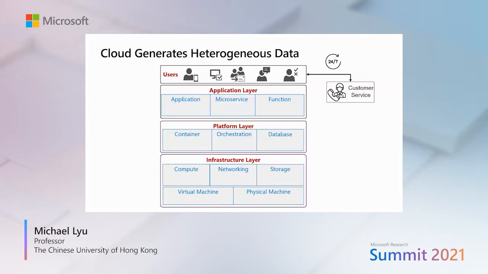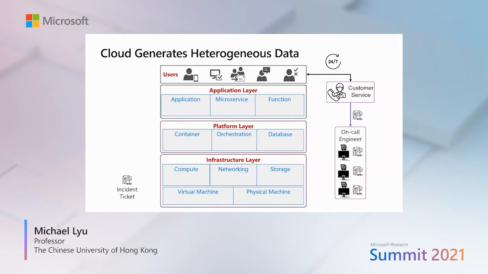Besides cloud providers, they provide customer service to collect most incidents, outages, as well as the dissatisfaction from the users. They transfer feedback to the on-call engineers. On-call engineers inspect the status of the cloud and discuss the problem as well as a solution. And this process will generate incident tickets.